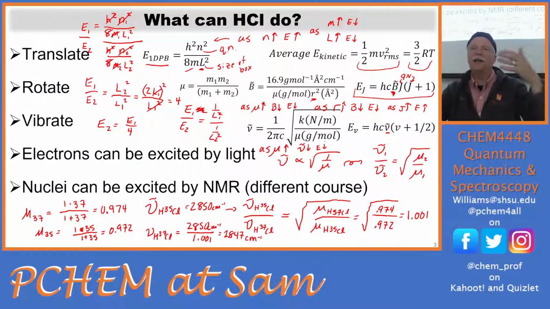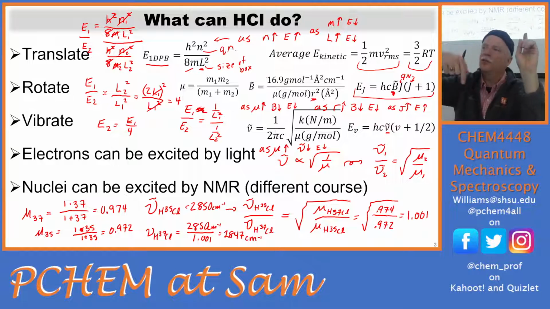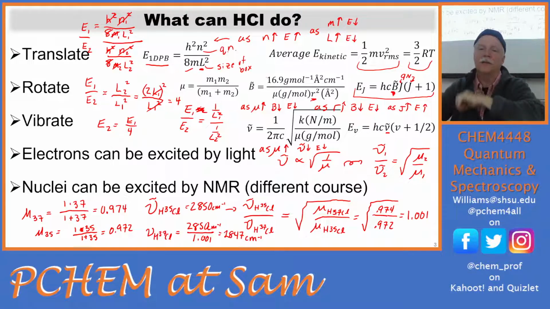So once again, the mass energy effect is the same. It may have a different power, like a 1/2 power or something like that, but as mass goes up, the vibrational frequency goes down and energy goes down. We have a new thing here, this force constant. So as K goes up, the vibrational frequency goes up and energy goes up.